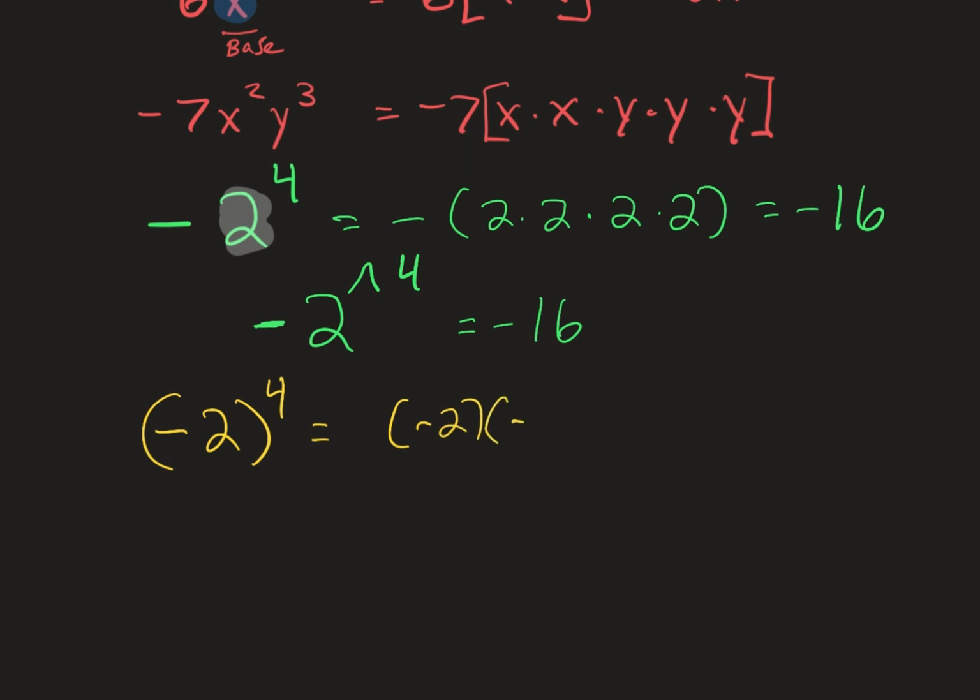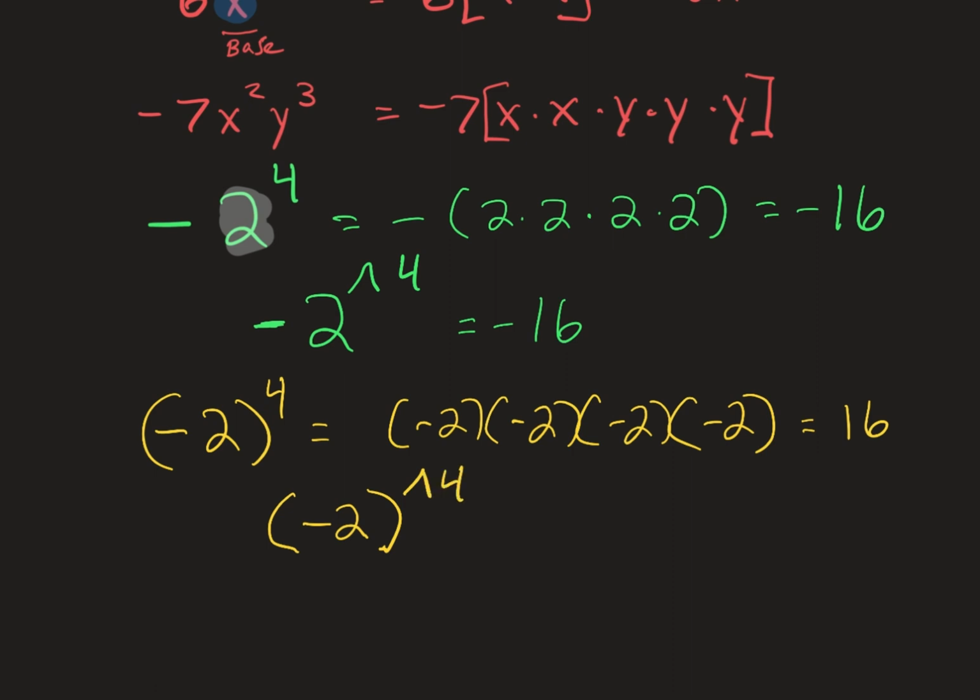This is going to be negative 2 times negative 2 times negative 2 times negative 2. You've got 4 of them, a negative times a negative times a negative times a negative. That means it's going to be positive: 2 times 2 times 2 times 2 is 16. And again, on your calculator, you're going to put a parentheses, hit the negative 2, close the parentheses, then hit the caret and the 4. And you are going to get 16.